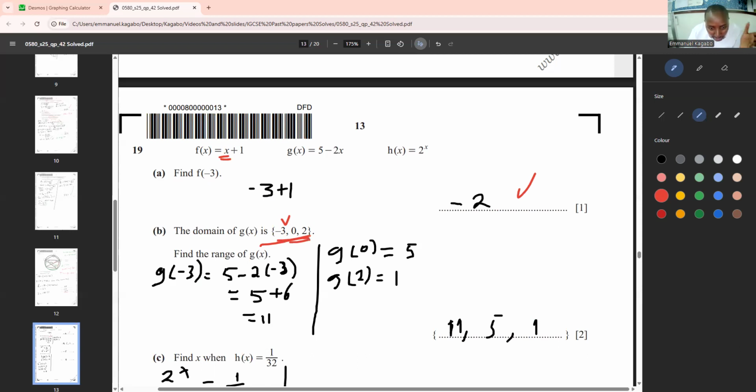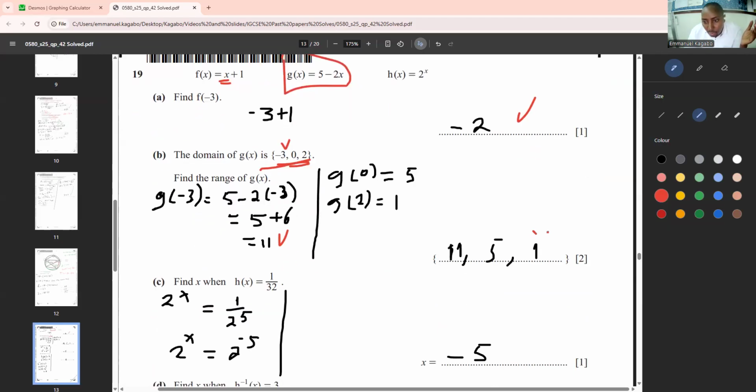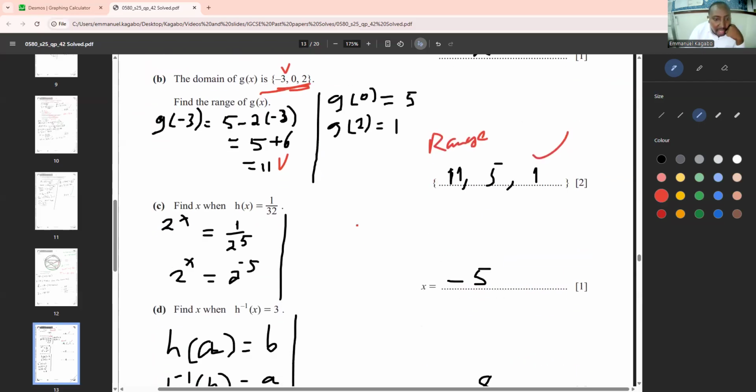So if this is the domain, just find f of 3, f of negative 3. So that gives you that. Then put there 0. You are going to get 5. Put there 2, you are substituting in g. You get that? That's what I did here. And that is my range. Range are y values of my function. Very good.